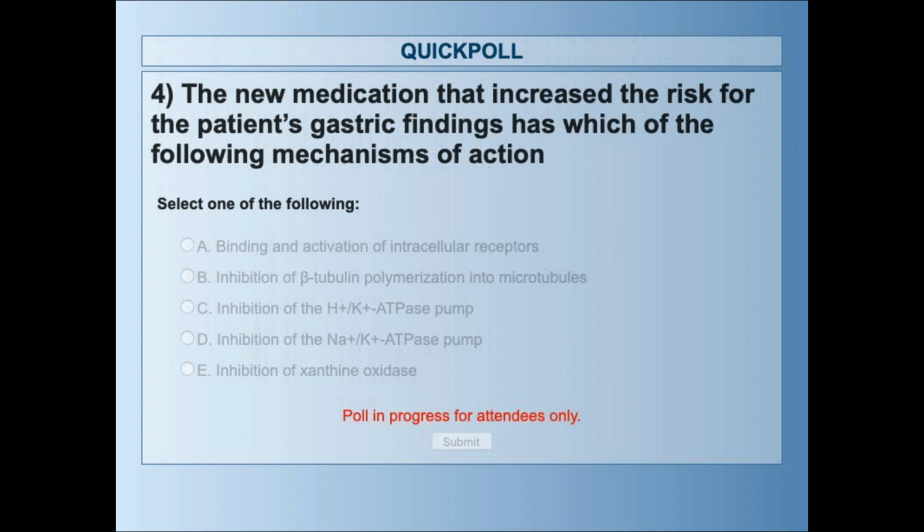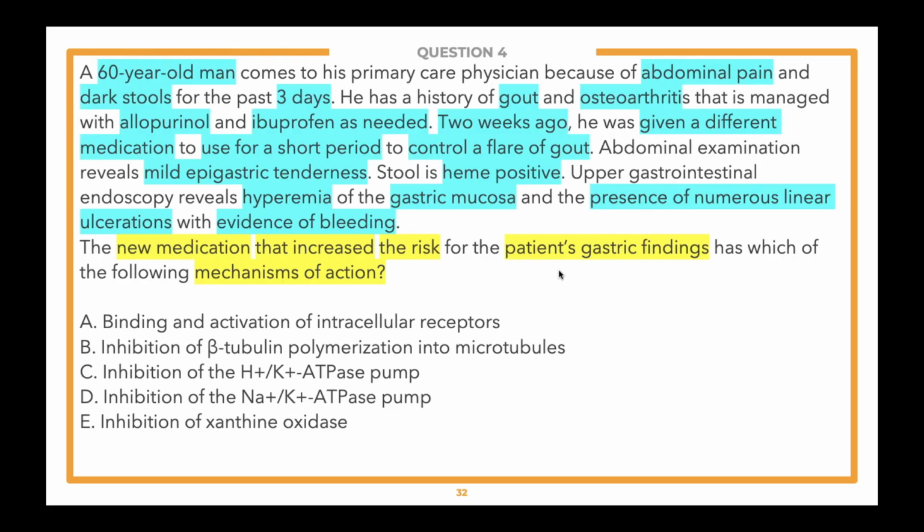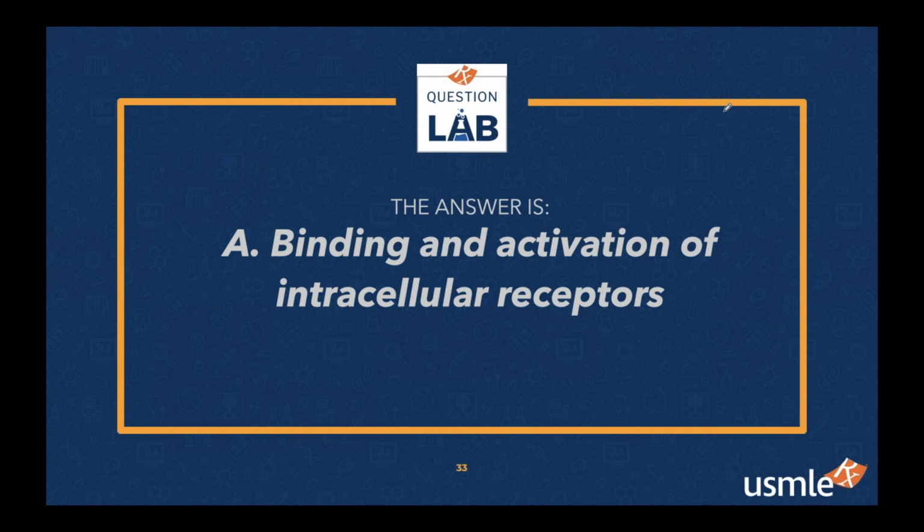All right, let's take a look and see what you selected. It looks pretty close. 34% of you selected inhibition of beta-tubulin polymerization into microtubules, and 30% of you selected inhibition of the hydrogen-potassium ATPase pump. Let's take a look and see what the correct answer is. And the correct answer is A, binding and activation of intracellular receptors. Definitely our most challenging question of the evening. Let me hand it off to Paris.